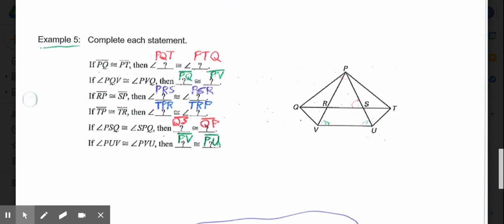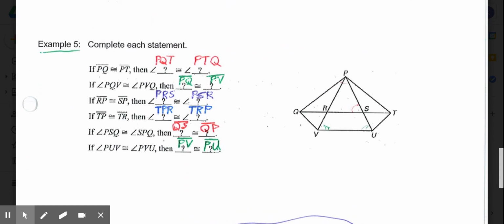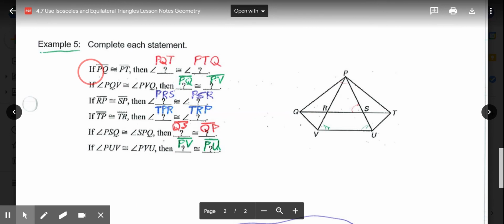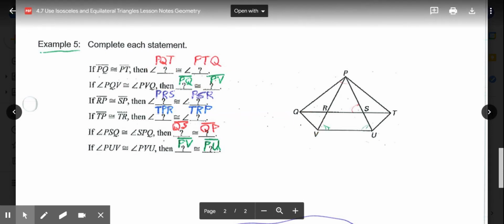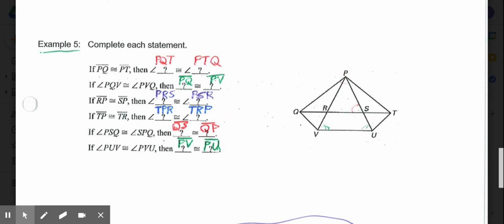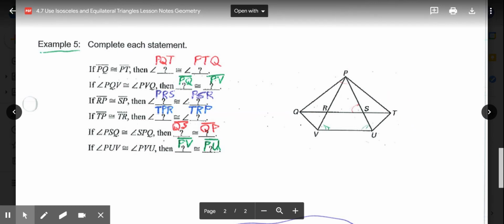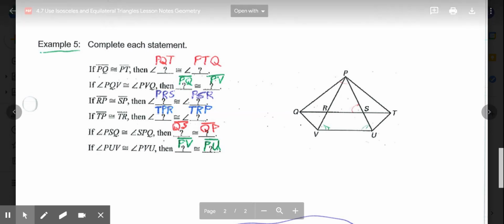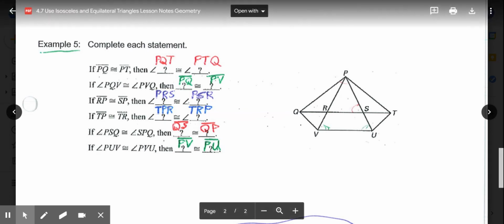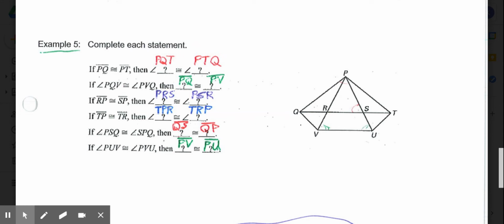And then we get to our last example for today. Example 5 is completing each statement based on the diagram. So they told us PQ is congruent to PT. Then which two angles must be congruent? So PQ, the outside here, and PT, the outside here, are congruent. So they're opposite angles. Angle PQT on the back here, that big triangle, and angle PTQ on the back here would be the opposite angles that are congruent.